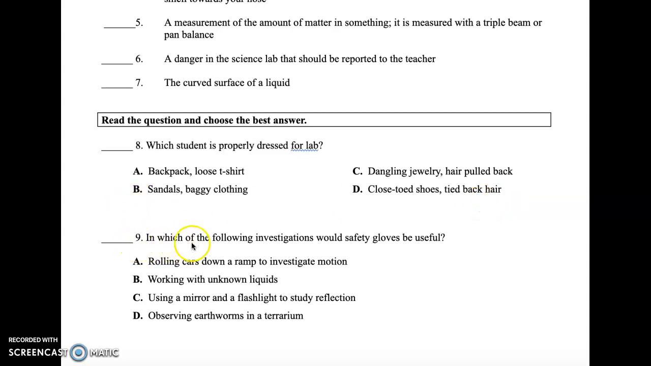Number 9. In which of the following investigations would safety gloves be useful? A, rolling cars down a ramp to investigate motion. B, working with unknown liquids. C, using a mirror and a flashlight to study reflection. Or D, observing earthworms in a terrarium.